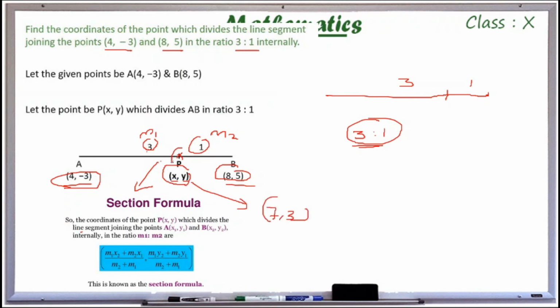So in order to find this point of division, I have to use section formula. Also in this question the ratio is given. Using ratios I can find this point of division.